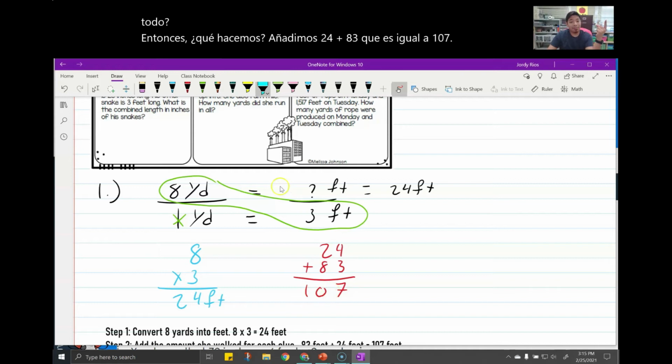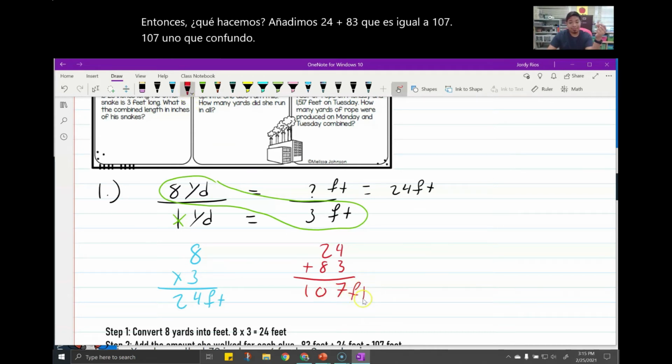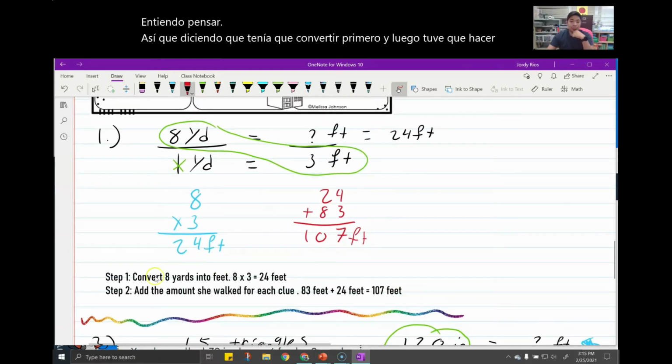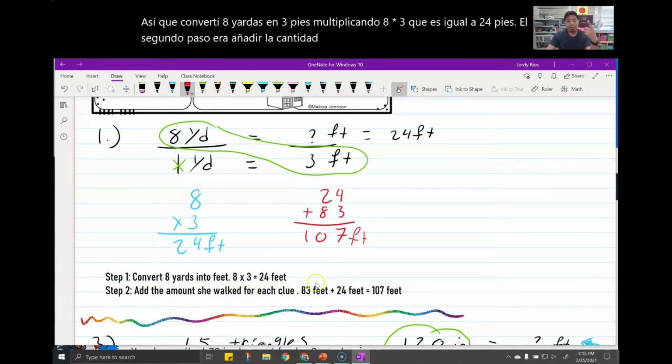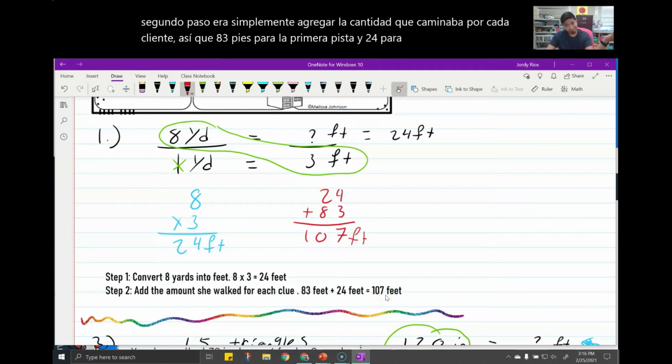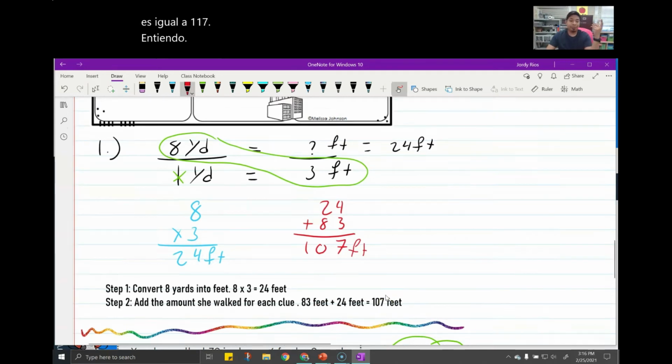107 what? Oh, I made a mistake. 107 feet. Good. Okay. So see, I had to convert first, then I had to do the other things. So I converted 8 yards into feet by multiplying 8 times 3, which equals 24 feet. Step 2 was to just add the amount she walked for each clue. So 83 feet for the first clue and then 24 for the next clue, which equals 107 feet. Got it? Let's look at number 3.